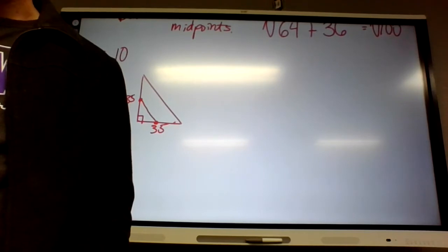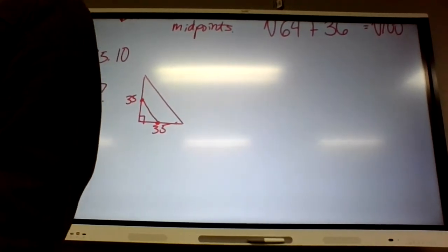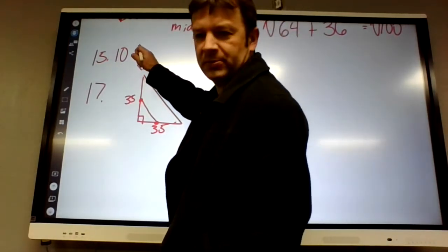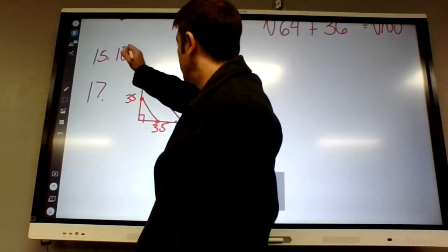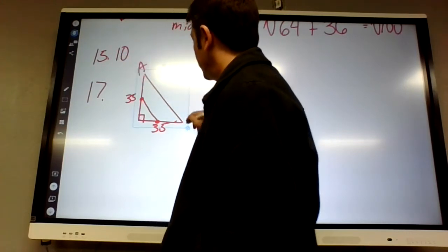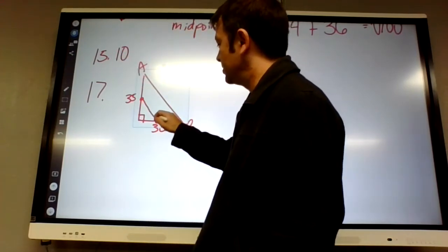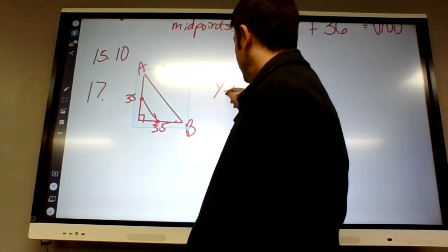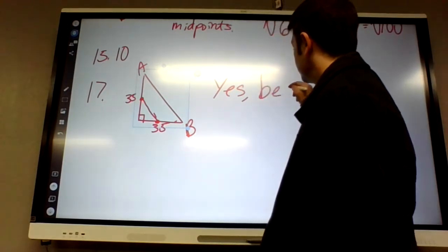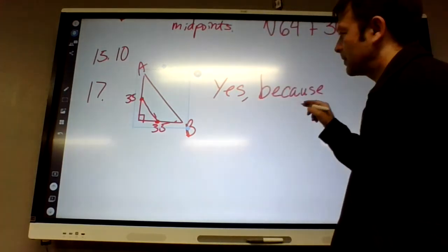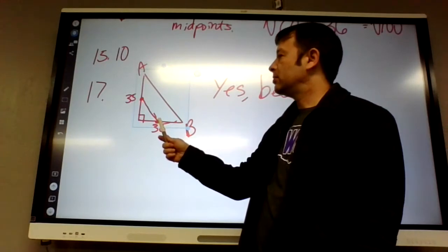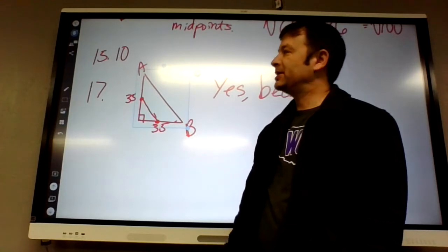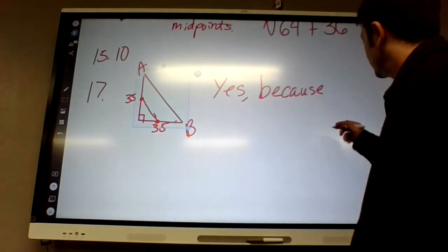Is the string parallel to the line of sight? This AB is the line of sight. Is this sidewalk parallel to the line of sight? Yes, because how do we know that? The mid segment. The sidewalk is the mid segment of the triangle.